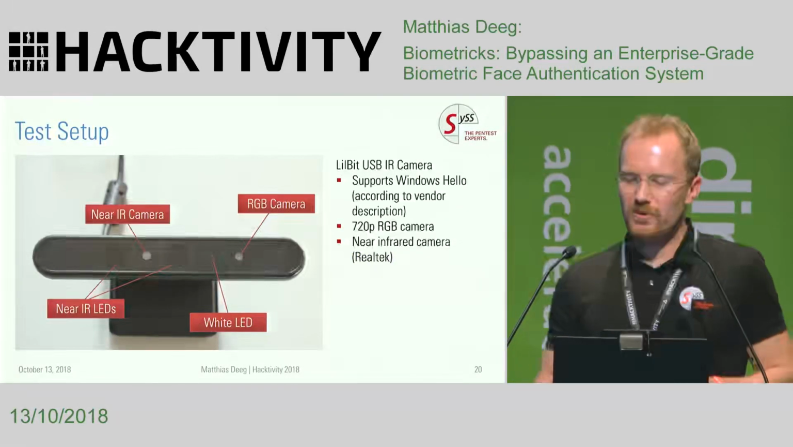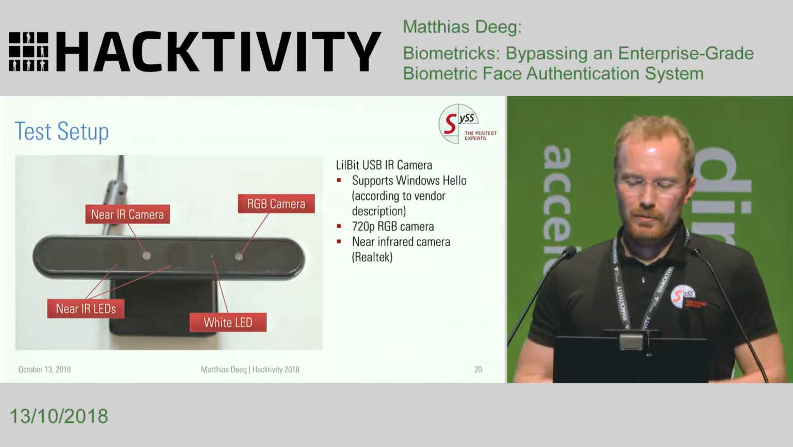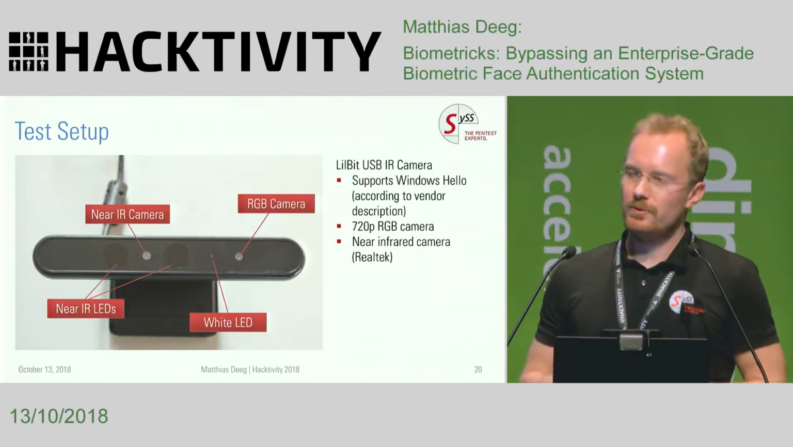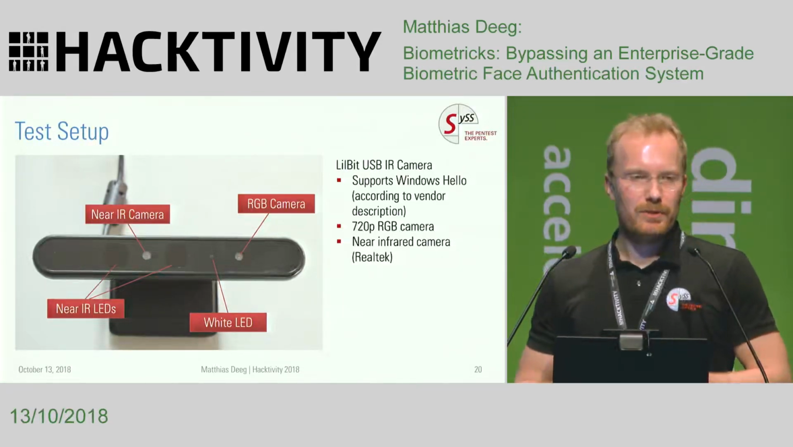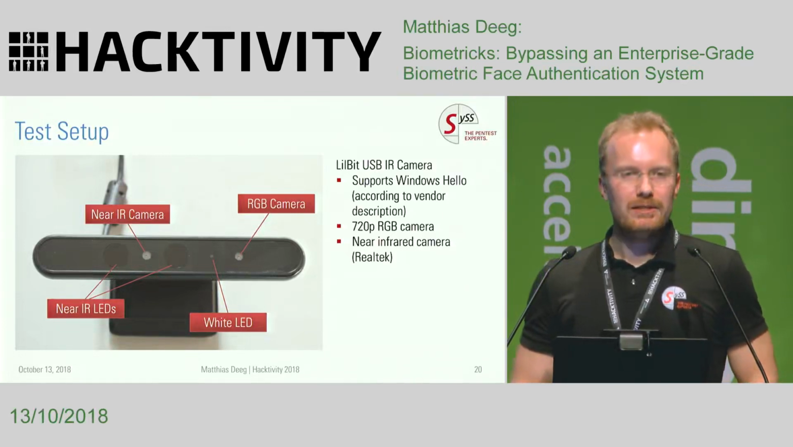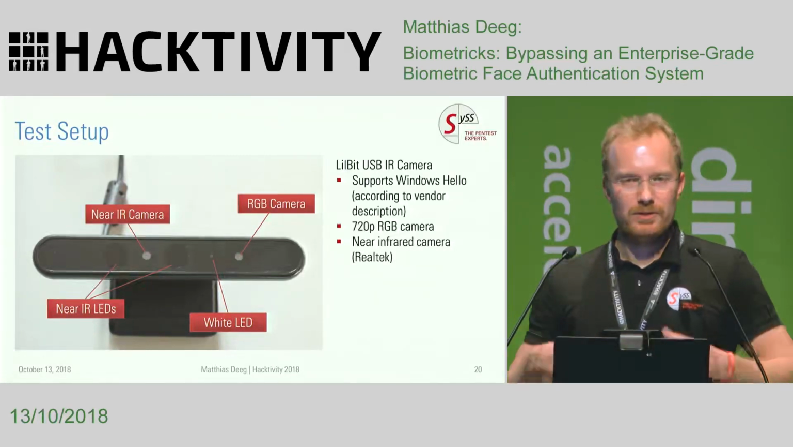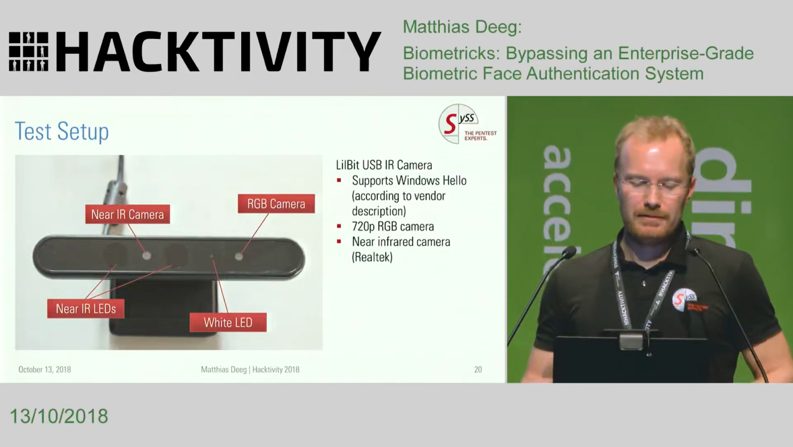So here's a close-up photo of this camera I've used. And, well, it actually consists of 2 cameras. There's a 720p RGB camera, and there's a near-infrared camera by Realtek. And what you can also see is near-IR LEDs for illumination purposes. So the camera does its own lighting or illumination of the scene the sensor is taking an image of.